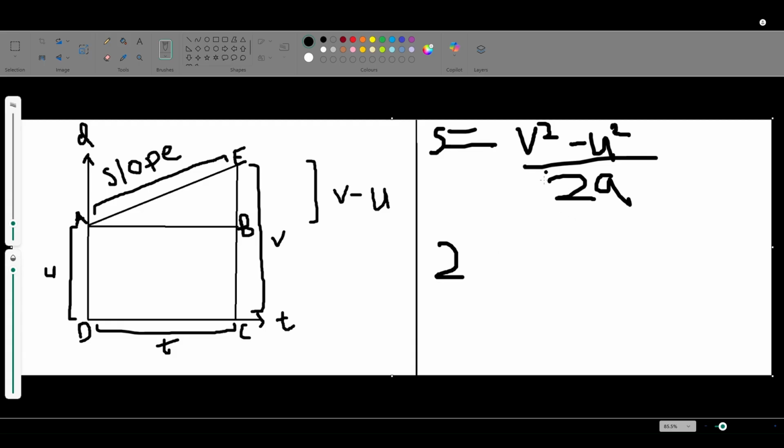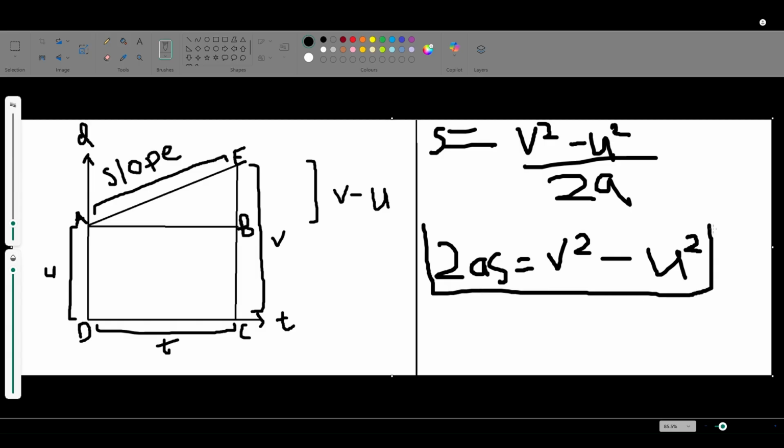As this is in the denominator, if we transpose it to the other side, it will multiply with the other variable here, and here is our last equation of motion, and you can write it any way you want, it is not wrong. And that was it, and this was the last derivation of today's video.